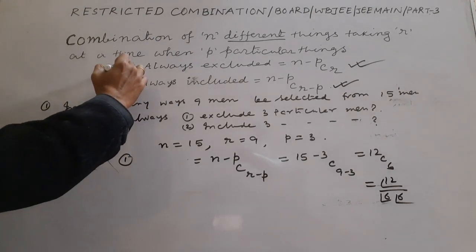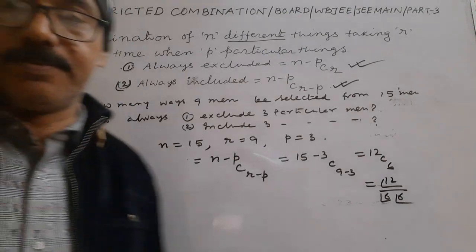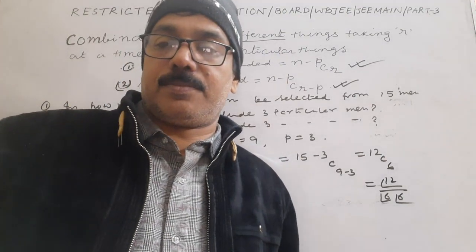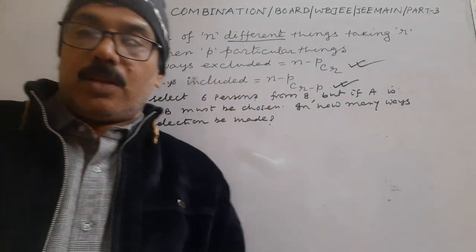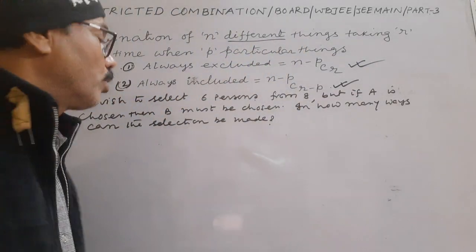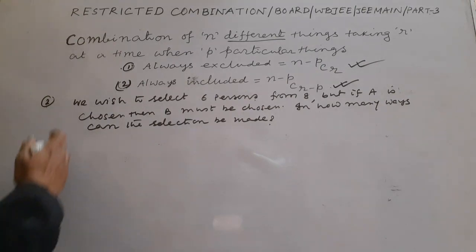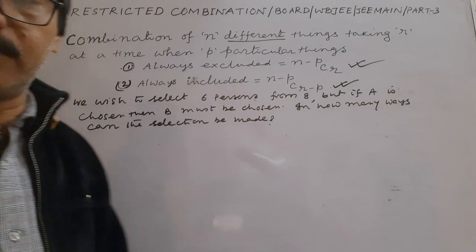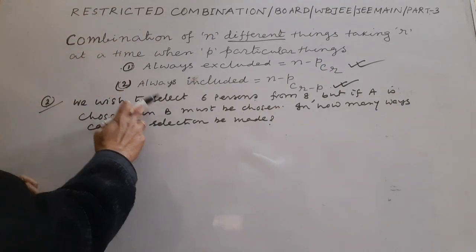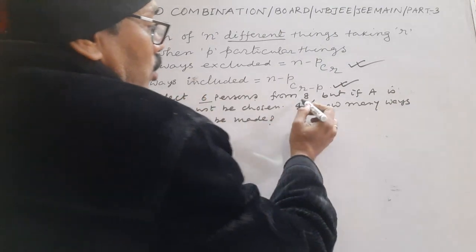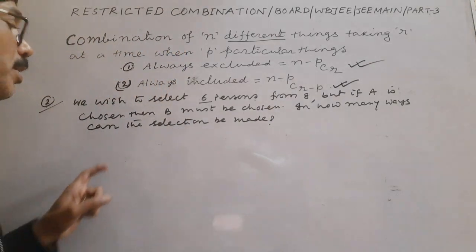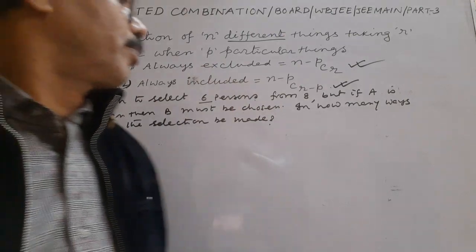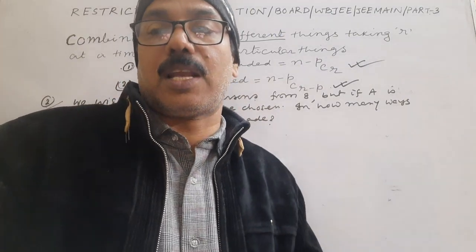So, we need this formula only. So, a very simple formula. Now, see the problem. One interesting problem of restricted combination. We wish to select 6 persons out of 8. But if A is chosen, then B must be chosen. In how many ways can this be done?